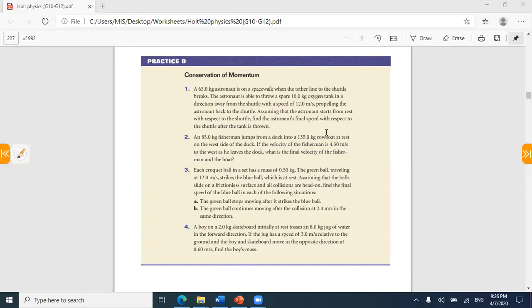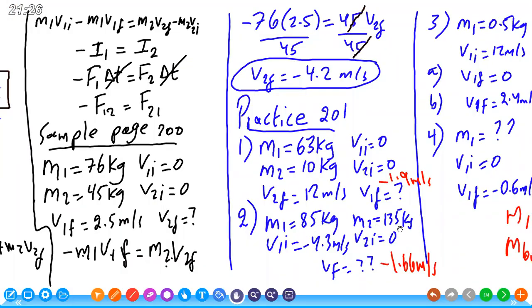So now V2 initial is 0, but V1 initial is available. It is minus 4.3 meter per second. What is the final velocity of the fisherman and the boat? Now the fisherman and the boat will go together with the same velocity, so as if we are going to have one single final velocity. What does this mean? I have to use the equation M1 V1 initial plus M2 V2 initial equals M1 plus M2 together times one single V final to be calculated. So let's come back here. M1 is 85 kilogram, M2 is 135 kilogram, V1 initial is minus 4.3, V2 initial is 0, and you are going to find one single V final, which is going to be minus 1.66 meter per second.